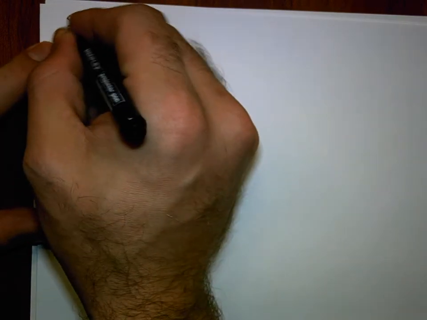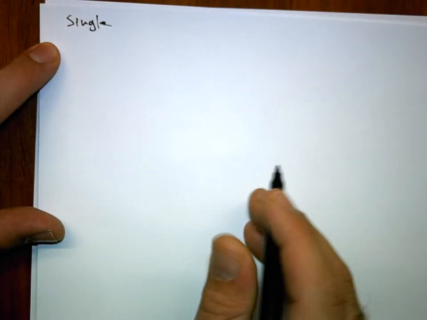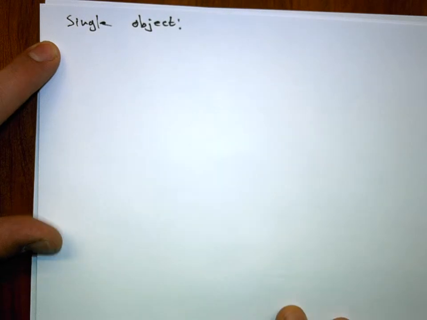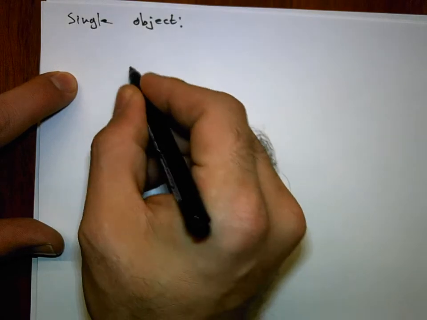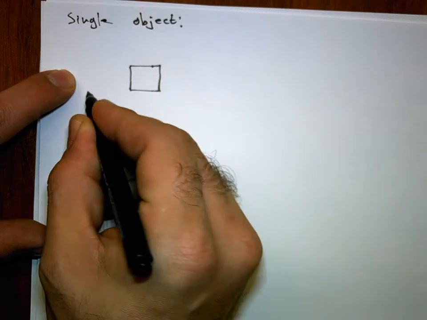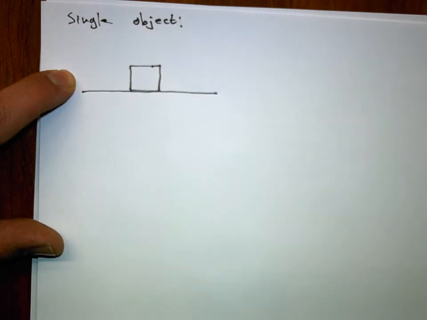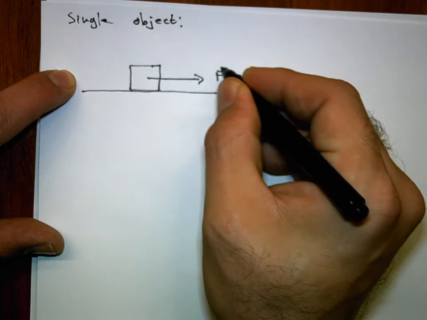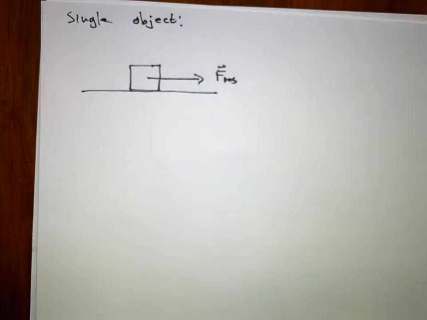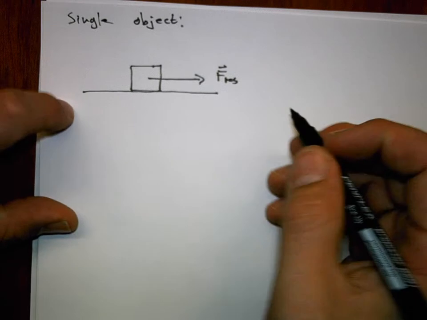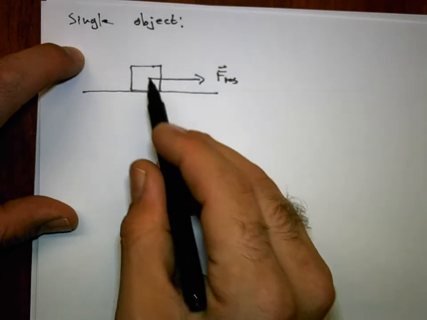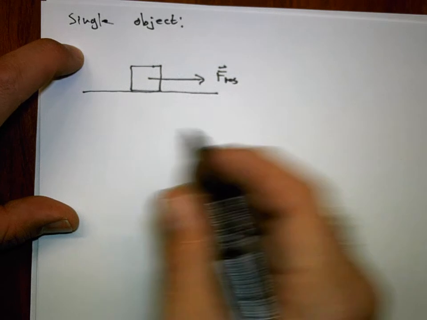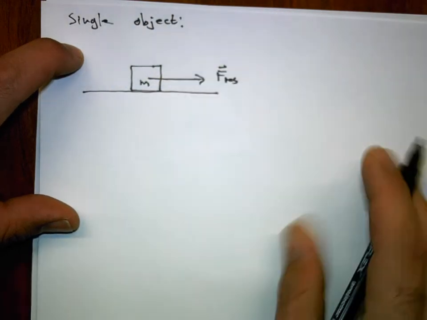Single object, so a single object. Let's say it's something like a block again on a surface, and there is a resultant force acting on the block. Now we know, if, let's say, this is the only force acting on the block, and let's say this block has got a mass m.